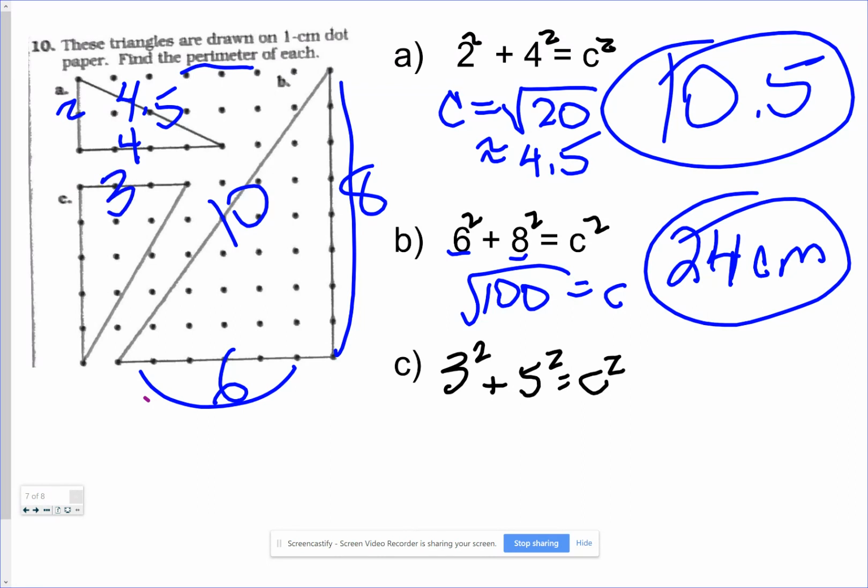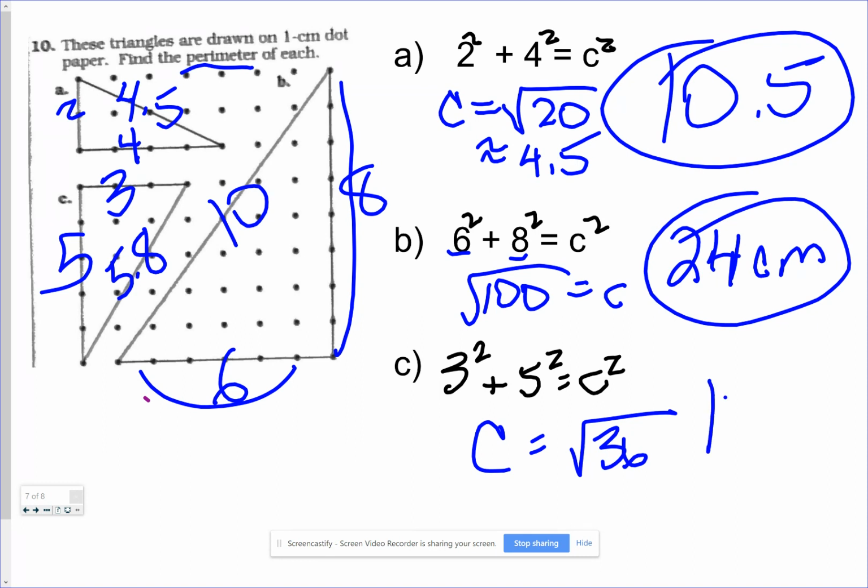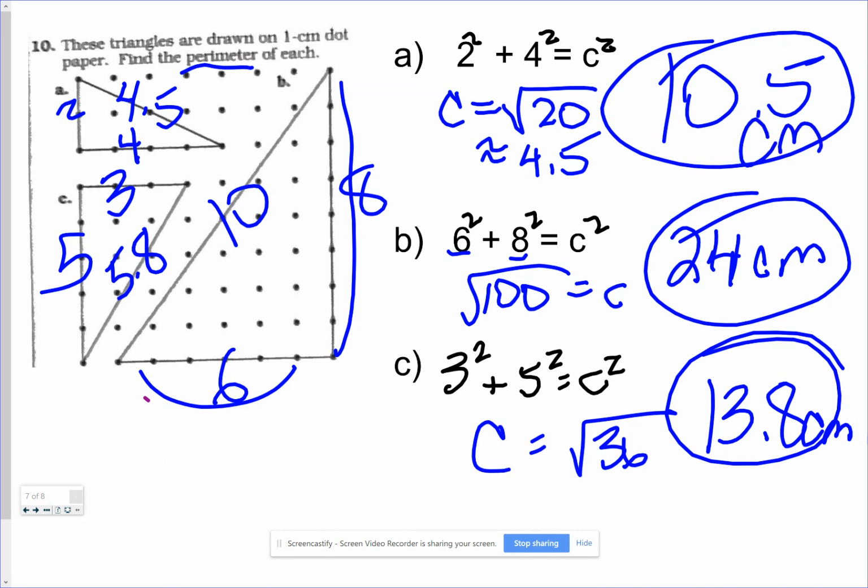Last but not least is C. Your 2 legs are 3 and 5. Square each one of those. You should end up with C equals the square root of 34. That has a value of approximately 5.8. Add those together, and your final perimeter on that guy should be 13.8, 13 and 8/10 centimeters. I should be making sure I label each one of these guys too.